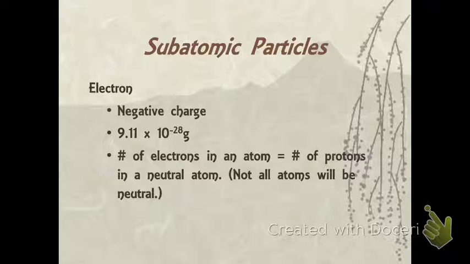Now, to determine the number of electrons in an atom, for right now and in this chapter, we're going to say that it's going to be equal to the number of protons because we're going to be dealing with neutral atoms. However, in the future, when we look at atoms, we're going to discover that not all atoms will be neutral. But for right now, that's how we're going to calculate it.